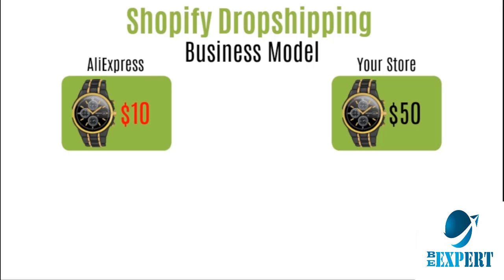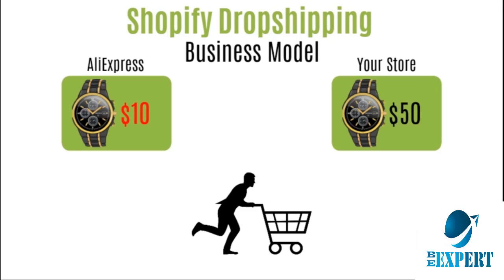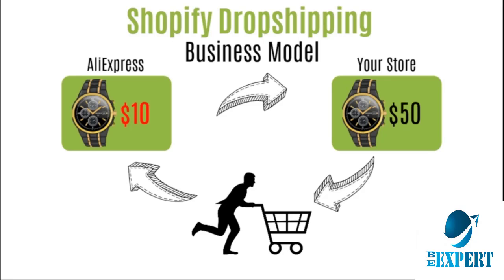Now the only thing left is, of course, finding the customers. And we're going to go through all of this in detail in the course. For now, let's just understand how the model works. So as you can see here, this is the entire business model. This is the dropshipping model. You go to the retailer, which is going to be AliExpress, find your product, sell it on your Shopify web store for a much higher price, and then find your customer and sell it to them.